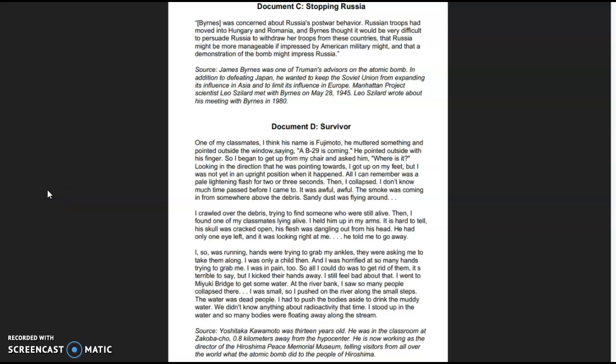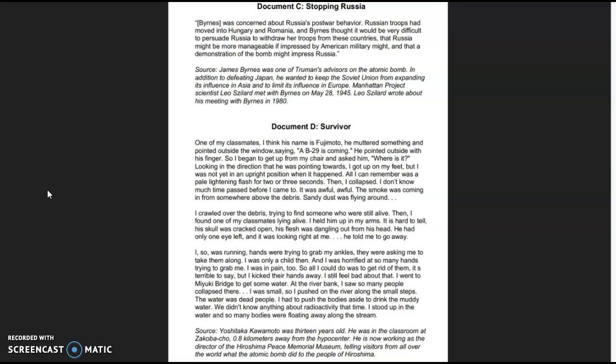Document C, stopping Russia. This one talked about how Russia was gaining more and more power at the time, and the United States wanted to flex its muscles to show that Russia shouldn't be messing with the United States, even though they were on the same side. They wanted to make sure Russia didn't become too powerful.